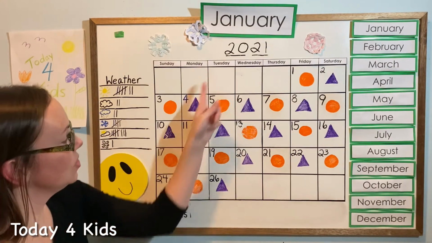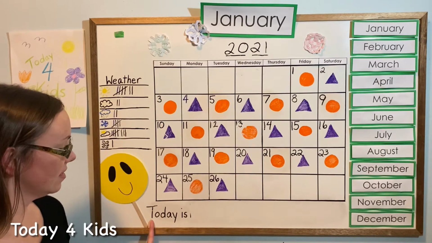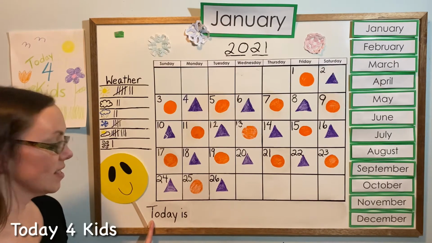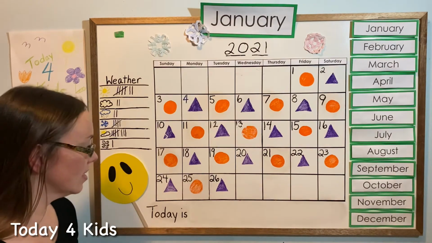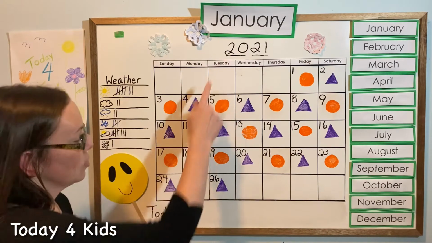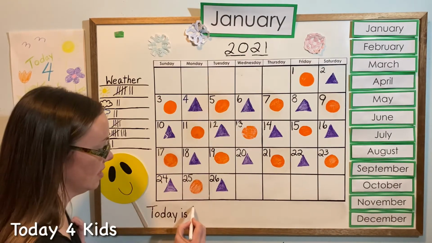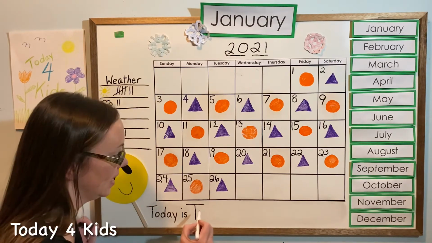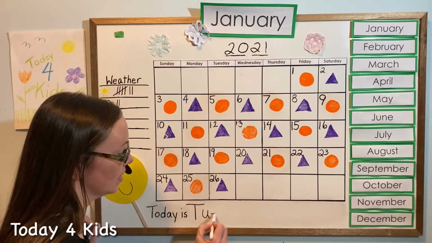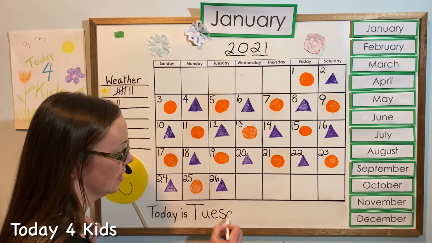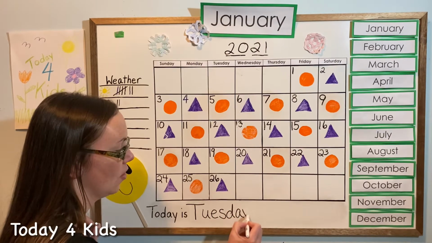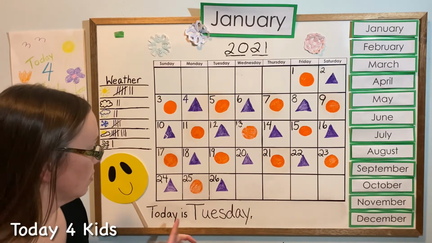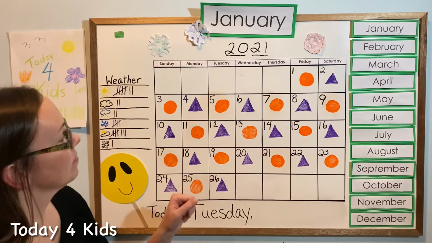So today is Tuesday, so let's put that in our sentence. Our sentence starts with today is, and today has a capital T because it's the first word in our sentence. So today is Tuesday. We start with a capital T because Tuesday is the name of our day. Then we put a U, E, S, D, A, Y, and then a comma because we're going to put the month next.